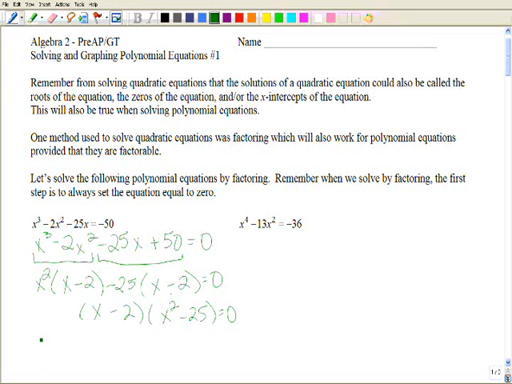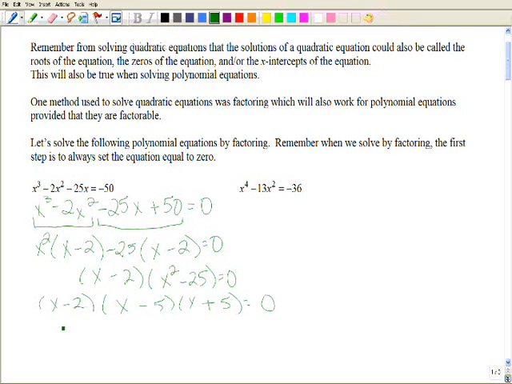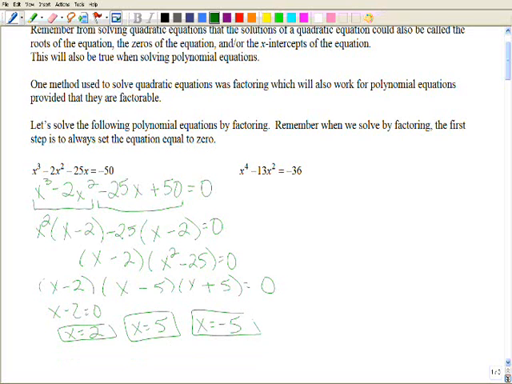But I'm not done here. My x minus 2 still stays in the front, but x squared minus 25 factors into x minus 5 and x plus 5, because that is a difference of two perfect squares. So I take each of these factors, set them equal to 0, and solve for x. So I'll get x equals 2. Here I'll get x equals 5. And here I'll get x equals negative 5. So these three things right here, 2, 5, and negative 5, all of those are the roots.